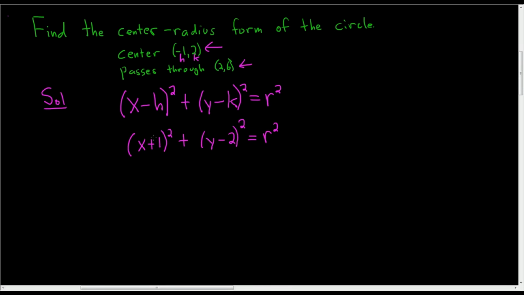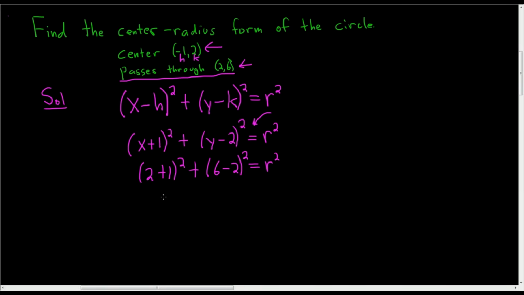The only thing we have to do is find r. Now we're told that our circle passes through this point. That means it should satisfy this equation. So we'll replace x with 2 and y with 6. So we get 2 plus 1 squared plus 6 minus 2 squared, and this is equal to r squared.